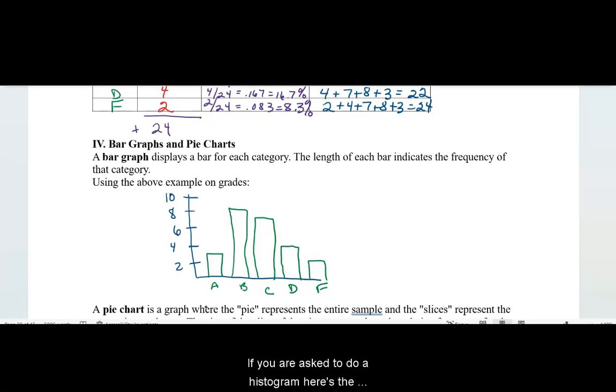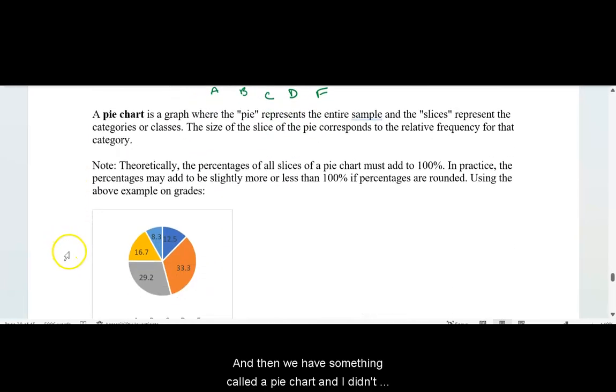If you are asked to do a histogram, here's the difference. Your bars will not have a gap. They will touch, okay? So the bars will have a gap in a bar graph, but in a histogram, they do not. And then we have something called a pie chart, and I didn't want to draw this one, so this one I actually did put up here.